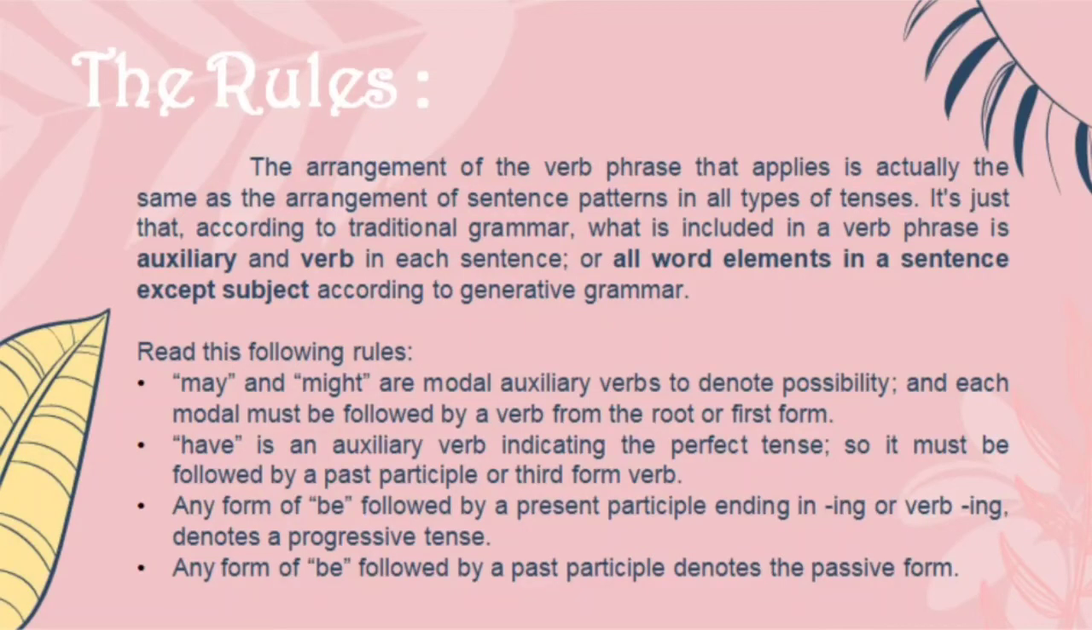May and might are modal auxiliary verbs to denote possibility, and each modal must be followed by a verb from the root or first form. Have is an auxiliary verb indicating the perfect tenses, so it must be followed by a past participle or third form verb. Any form of be followed by a present participle ending in ing denotes a progressive tense. Any form of be followed by a past participle denotes the passive form.